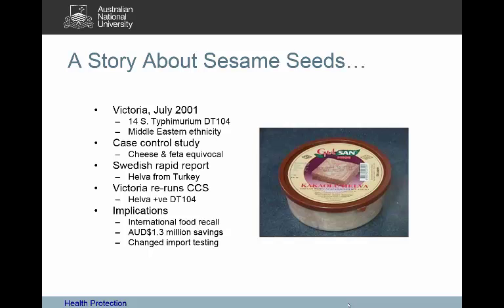The other thing is it changed the import testing of all sesame seed products. We hadn't really recognised that sesame seeds were a big risk for foodborne disease before from Salmonella. So they went from a low risk product to a high risk, which meant that every consignment of sesame seed products now had to be tested for Salmonella.